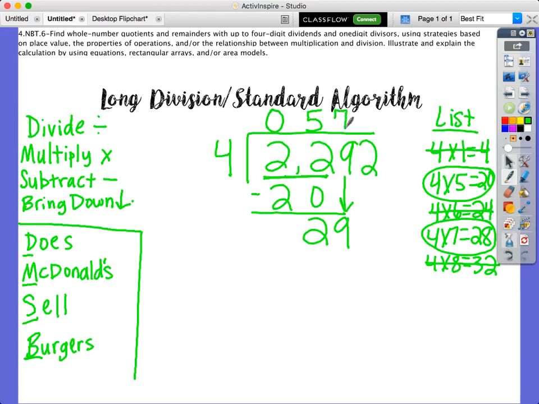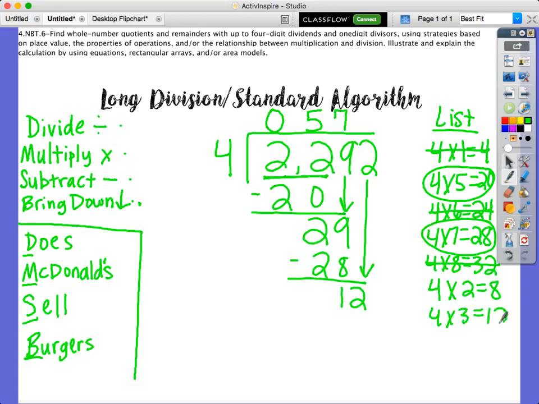We place the factor of 7 above the 9, divide, multiply. 7 times 4 is 28, subtract, and bring down the 2. We're following our steps. We then start over. The problem becomes 12 divided by 4. How many groups of 4 are in 12? Now, if a student needs to, they may jot down, well, 4 times 2 is 8. 4 times 3, that's 12. That's exactly what we want to use.